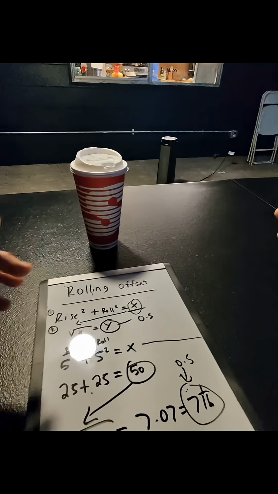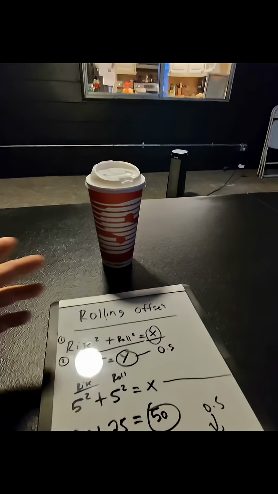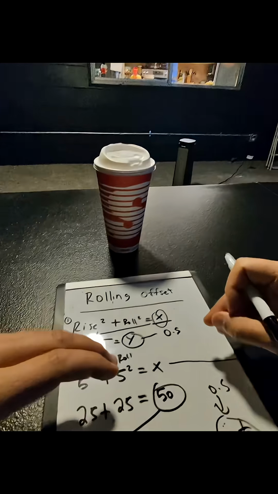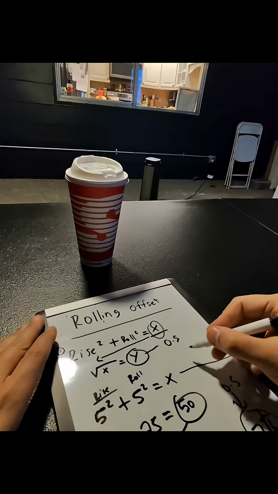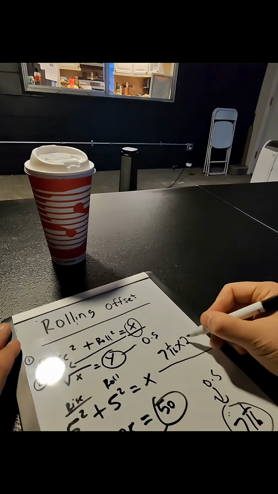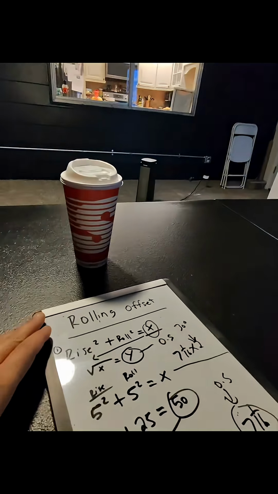So let's say we needed a 30-degree offset. We did all the math, we found our offset, and we want a 30-degree offset. It's as simple as doing 7 1/16 times 2, which is the multiplier for 30 degrees. And from there, that's going to be 14 1/8.